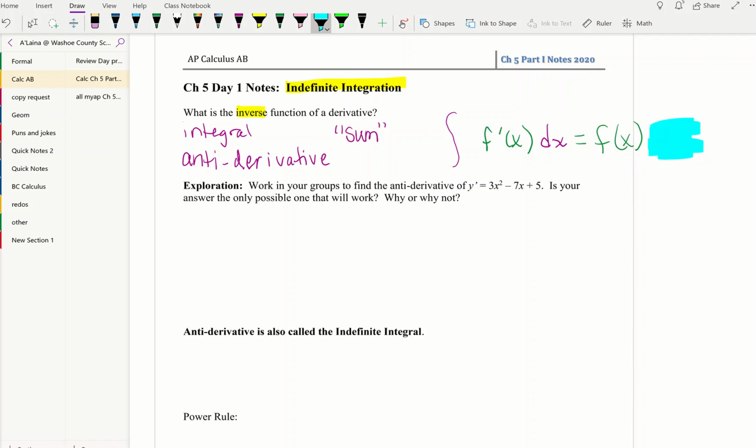So work by yourself on this next one. Let's say you're told that y prime is equal to this expression, 3x squared minus 7x plus 5. What is the antiderivative or the integral of that? In other words, what was the function y before its derivative was taken? So pause the video, try it, and look at your answer. Is your answer the only one that would work? Why or why not? And when you're ready, restart the video.